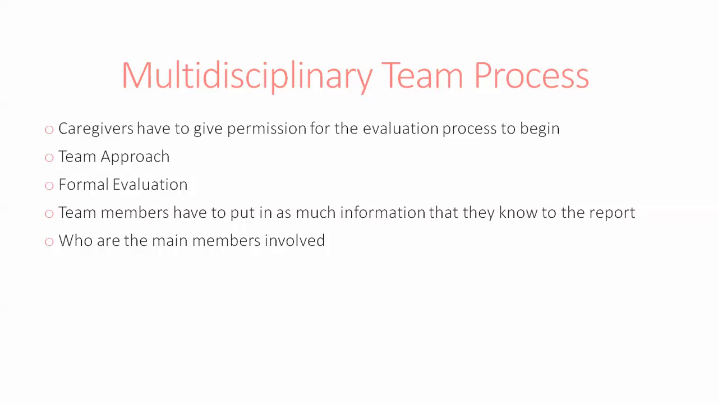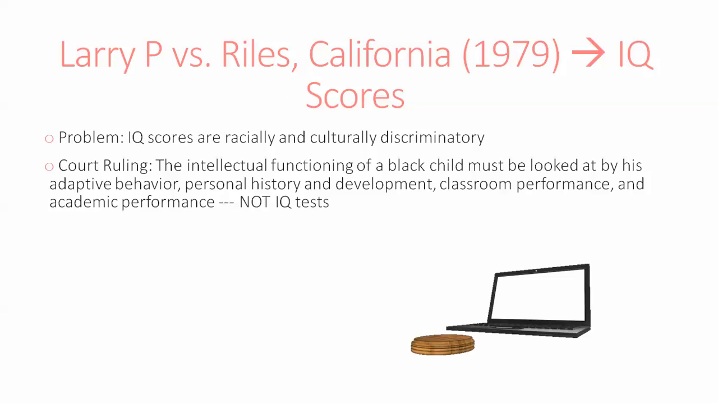Assessment planning. In order for the evaluation process to begin, the caregivers must approve. This evaluation is done with a team approach, and they use a formal evaluation done by the school psychologist. All of those on the team must put in as much information as they know about the child's abilities, strengths, and weaknesses. The main members involved in this process are the school psychologist, the general education teacher, the special education teacher, the nurse, if the school has one, the parents, and the principal.